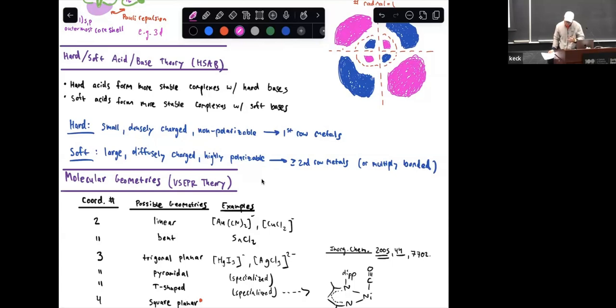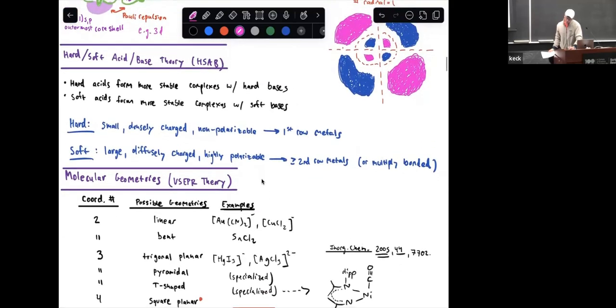And this ultimately comes down to orbital overlap. Soft metals and ligands have relatively diffuse orbitals that are highly polarizable. For ligands, think things like phosphines, sulfides. And for the metals, think second and third row metals. For hard ligands, think small, charge-dense entities: fluoride, chloride, alkoxides. And on the metal side, think first row metals, earlier metals.